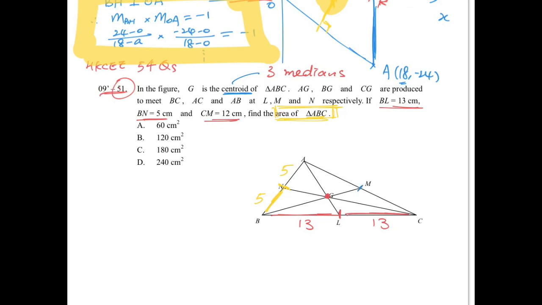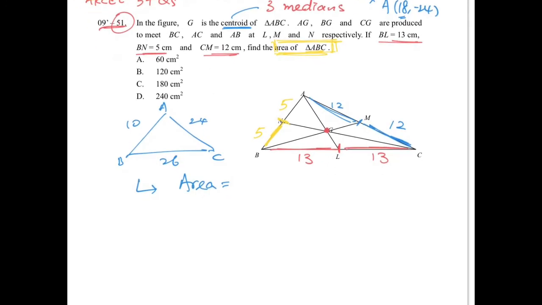M is a midpoint, and CM is 12. So that means AM is also 12. Right, that's good. So the triangle becomes a more familiar one to you with lengths 10, 24, and 26 respectively. And now can you think of how to find the area? You may be thinking hard to remember the formula, but don't forget that it's an MC, so that's why we may make use of the calculator.